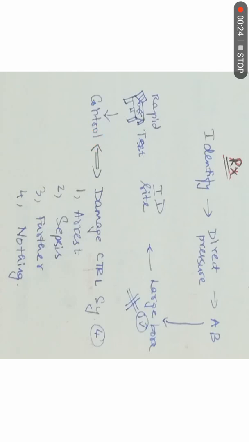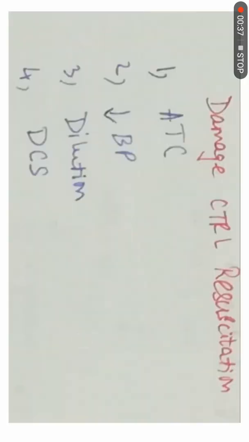So there's this protocol which is called damage control surgery, which has 4 steps: arrest the bleeding, control the sepsis, further bleeding has to be stopped, and nothing else has to be done. Damage control resuscitation protocol says that acute traumatic coagulopathy has to be anticipated, and the blood pressure should be considerably low but not life-threateningly low, and dilution has to be prevented, and DCS, that is the damage control surgery, has also to be ensured.